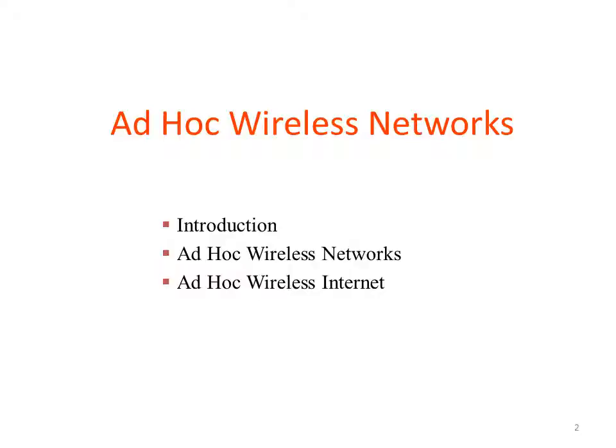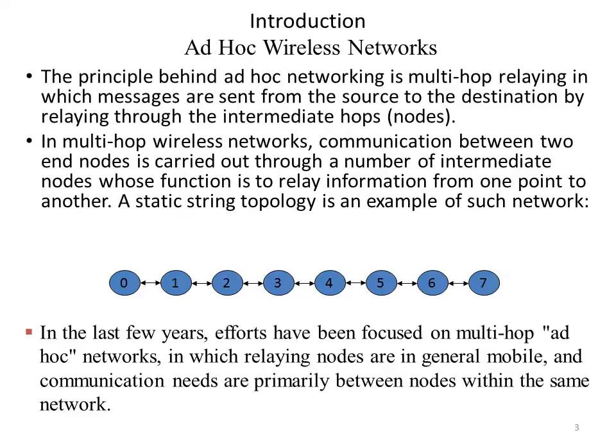Like the previous unit, we will discuss mobile computing with respect to the four different types of standards, and wireless internet with respect to wireless networks. But in this chapter, we will discuss what is meant by ad hoc wireless networks and what is meant by ad hoc wireless internet. The first one is ad hoc wireless networks.